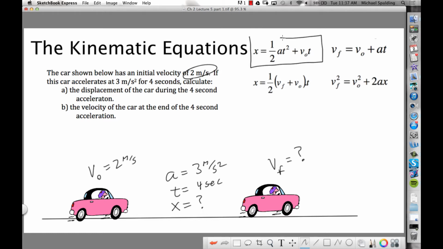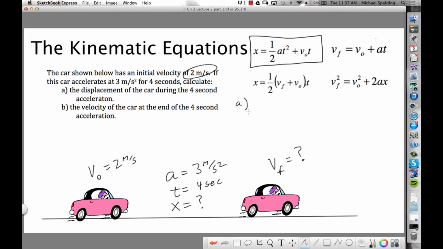If you want to solve directly for displacement, the first kinematic equation is the only one that will do it, because the problem you run into with the other ones is we don't have final velocity. Okay, so the way you show your work, this is when you're doing your homework format. If you want to be awesome, which you all do, on the AP exam, what the grader looks for on the free response is the correct equation.